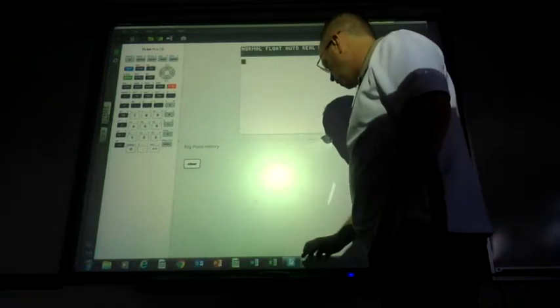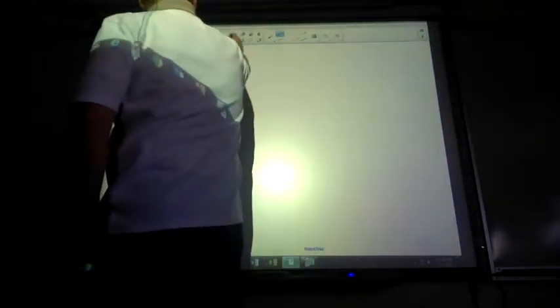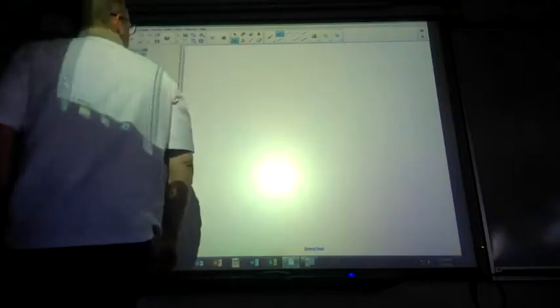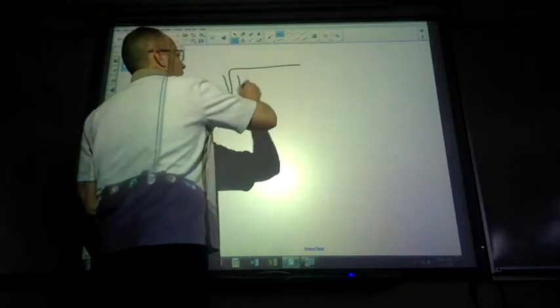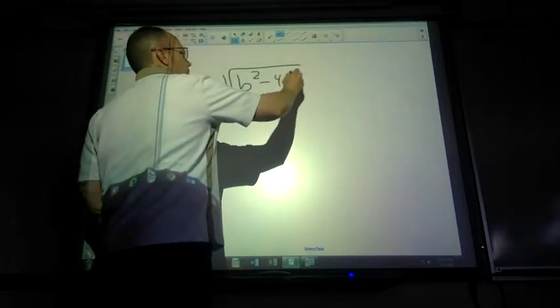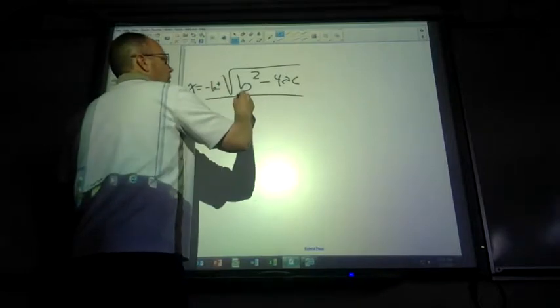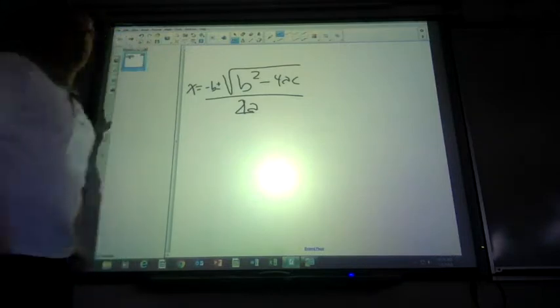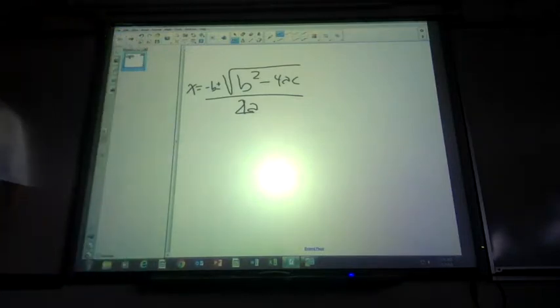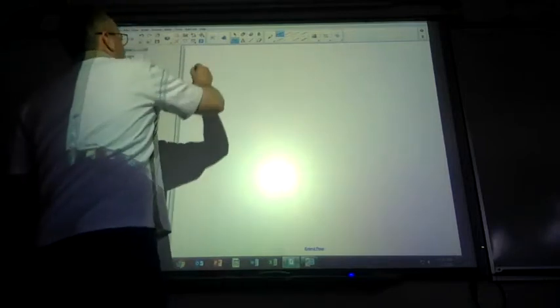Okay? So, first thing I want to talk about is this. This is not on the assignment yet, but I want you to think about this. So underneath, you have x equals negative b plus or minus the square root over a. So let's pretend. Actually, let's go to the next slide.